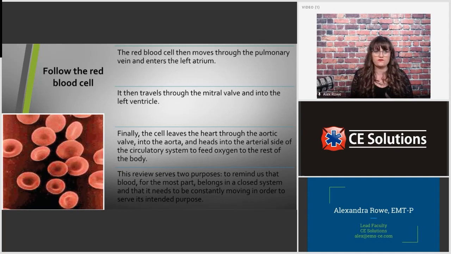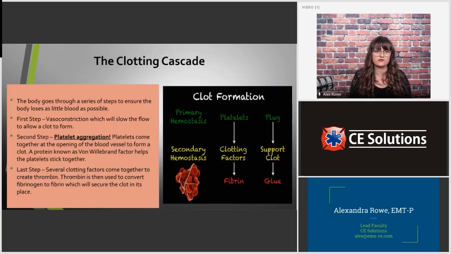So what does this review of the circulatory system really do? It helps remind us that blood is supposed to be in that closed system like we talked about, and it has to keep moving. Blood goes round and round. Oxygen goes in and out. So we have to keep that in a closed system. And as pre-hospital providers, we can help with that by stopping the bleeding.